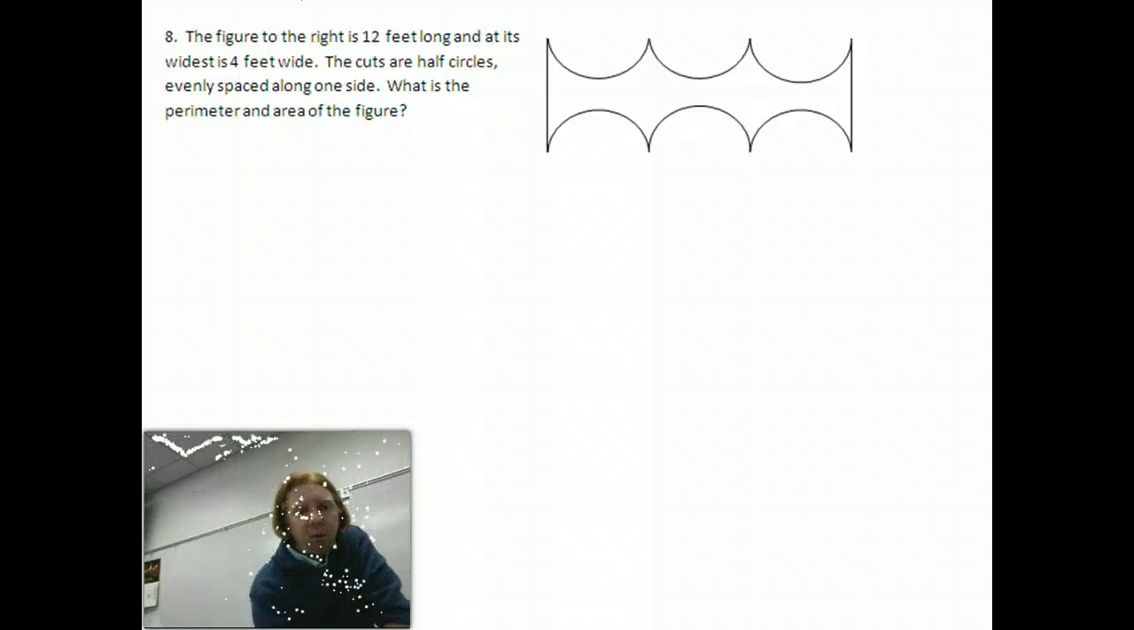Let's see, it says that the whole thing is 4 feet wide. All right, so that must be this measurement. 12 feet long, so that's this measurement.